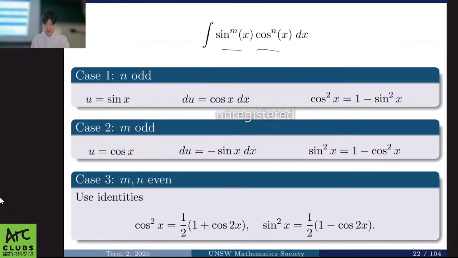So in the first case, where n is odd, what you want to do is you want to let u equal sine x, because that way the du is going to be cos x dx, and you want to use this trig identity here. So if I were to give an example, so if n is going to be odd, so let's do something like sine squared x cos cubed x dx. So I can see m is 2, n is 3.